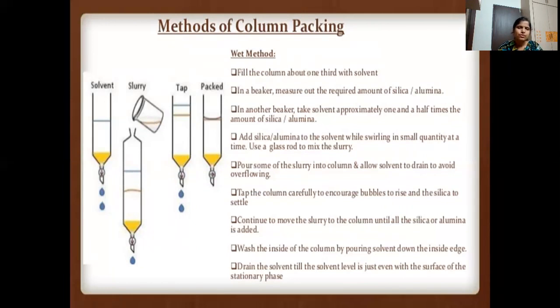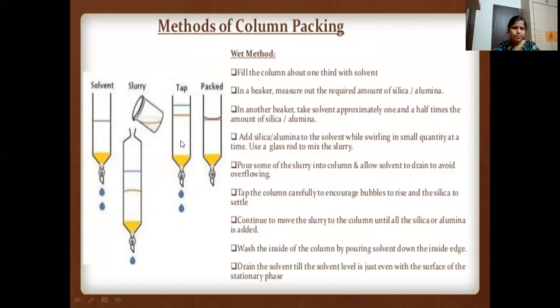Okay, so what we are doing, you take some solvent in the beaker and to that beaker add silica powder and you just take a rod and stir it properly so that you get an even slurry, a uniform slurry consistency. Now after preparing that slurry, we have to pour that slurry into the column. So you can see this is the slurry which is being poured into the column.